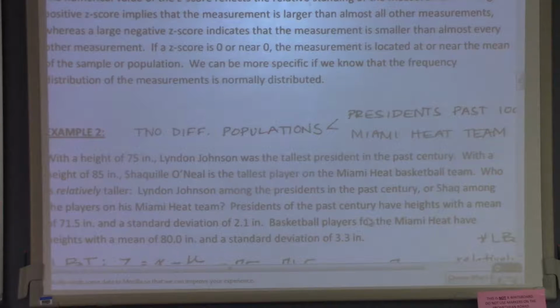And it asks, Lyndon Johnson, among the presidents in the past century, who is relatively taller? Now notice that they have relatively in italics. Any redneck could tell you that Shaq is taller than LBJ, right? But that's not what the question is asking. The question is asking who is relatively taller. Now, what does that mean? It's like among their group of people that they're in. Yes, among their group of people, who is taller? You got to think about that a minute.